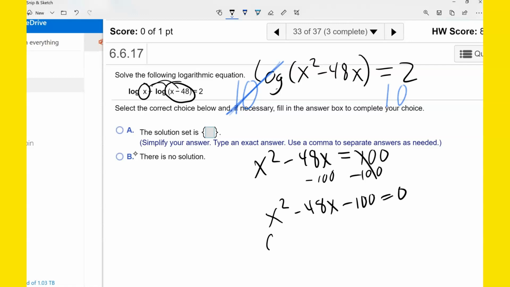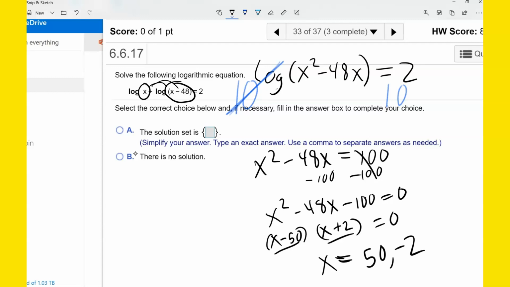And so now, if I can't factor it, I'll have to do the quadratic formula, but I believe this one will factor. What multiplies to get negative 100 and adds to get negative 48? I believe that would be a negative 50 and a positive 2. So I set both of those equal to 0, and what do I get? I get positive 50 and negative 2 as my answers. But then I have to, as I told you before, sometimes it just doesn't work out right.